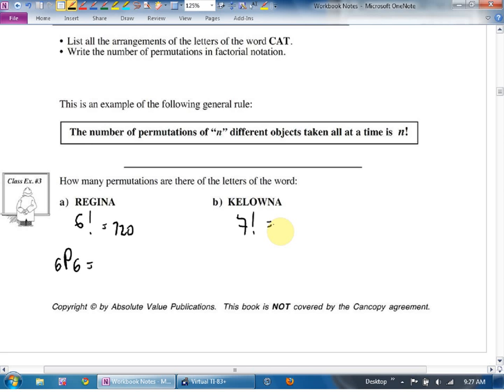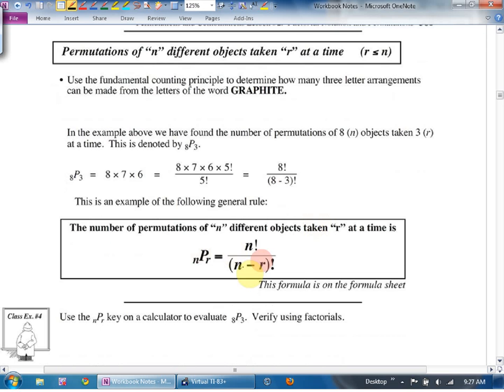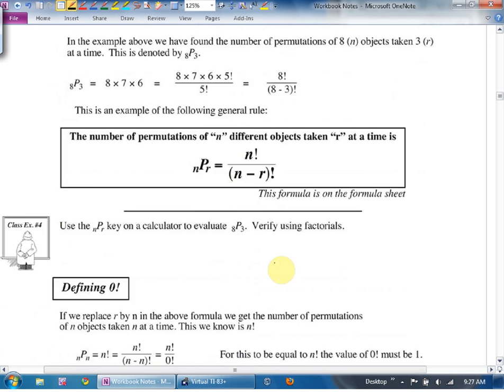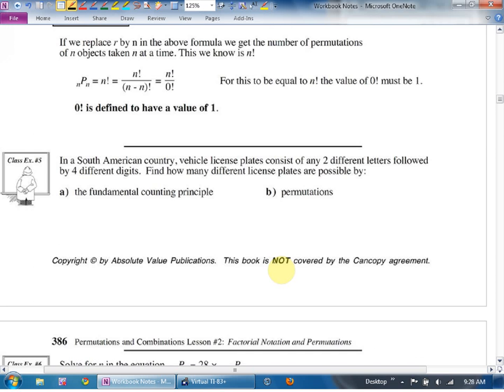Okay. Here's our definition of what a permutation is. So let's go to example 5. In a South American country, vehicle license plates consist of any 2 different letters followed by 4 different digits. Find out how many different license plates are possible by the fundamental counting principle and permutations.